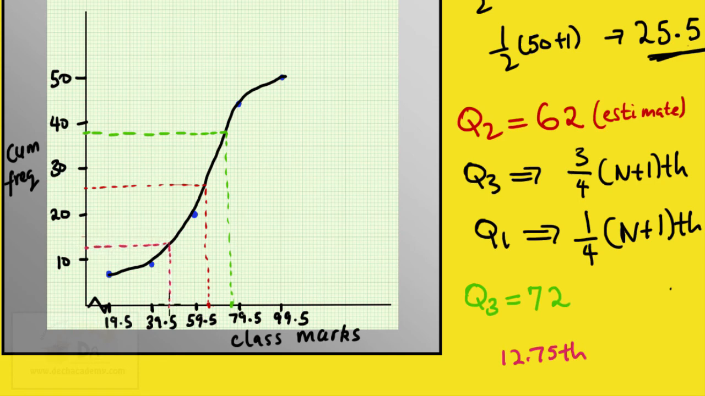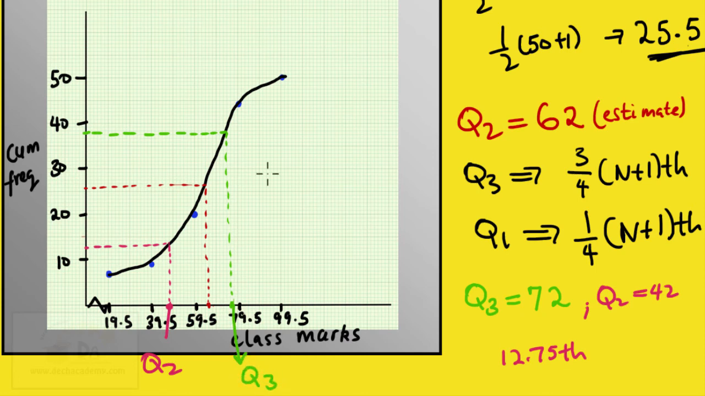So let's go around about here, which is going to be about, let's call it 42. So I'm going to call Q2 42. So we have Q2 here. You need to determine the value accurately at home, and the score here is Q3.